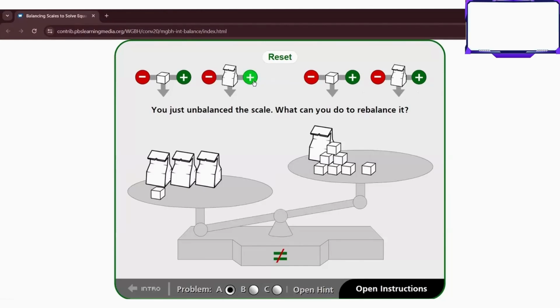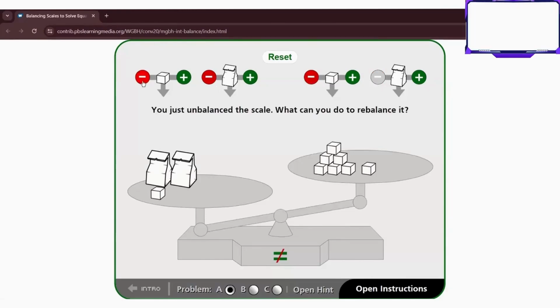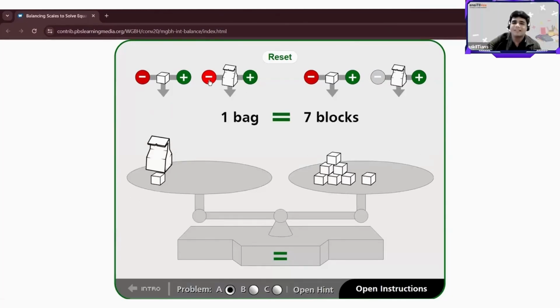Sir, you should subtract one bag from the left side. Yes, for the same thing that I did over here, I should do the same on the left side. Now it's equal, but still we have not found out the value of one bag. Remove one cube from the right side and then one bag from the left side. What if I subtract one bag on both the sides? No, sir, don't do that. It will not be equal. We will remove one bag from the left side. Now it's equal.